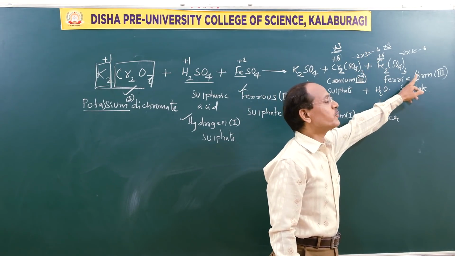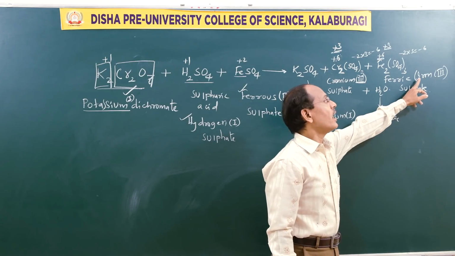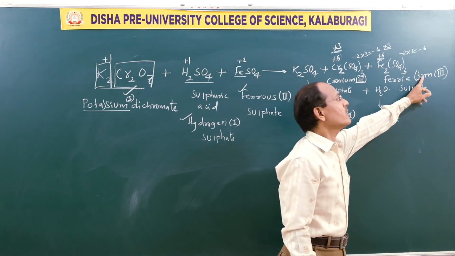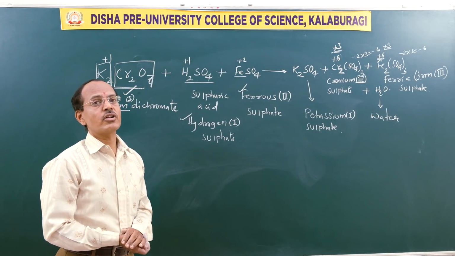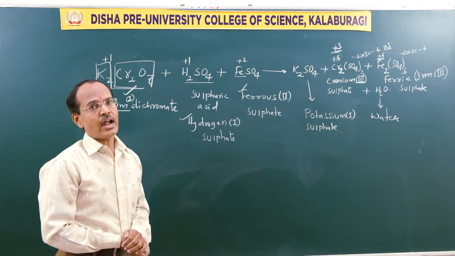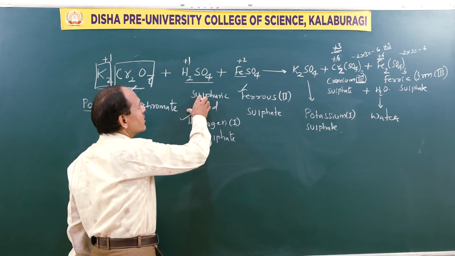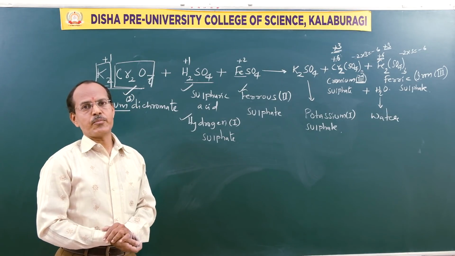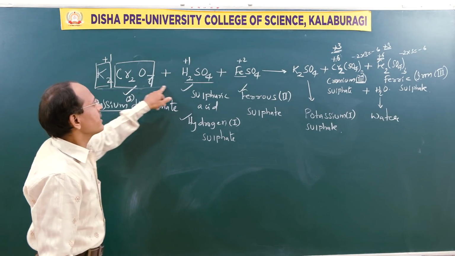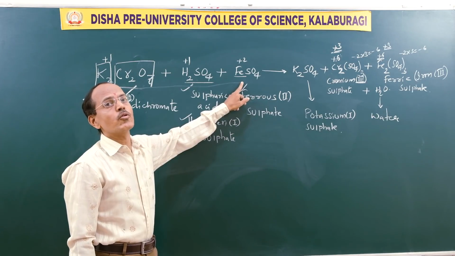Instead of ferric, if I write the word iron, then you should mention its oxidation state. That means how many electrons are donated or given by that atom. So this is how the names and the formulas work. And in chemistry, if you are simply writing the equation, it has no meaning.